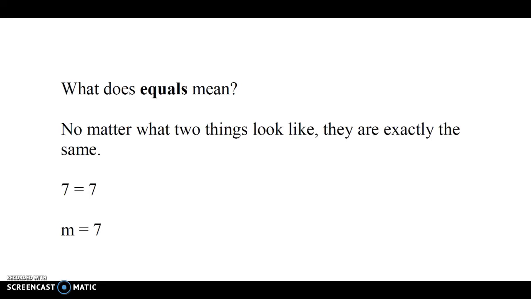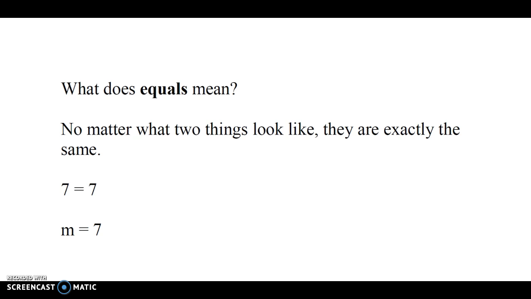Hey guys, in this video we are going to talk about substitution and the core fundamental principles of substitution. So, like many other skills in math, factoring, and all sorts of other things, substitution is based on the idea of equivalence. We know what the equal sign means. What does the equal sign mean? It means that no matter what two things look like, they are exactly the same.